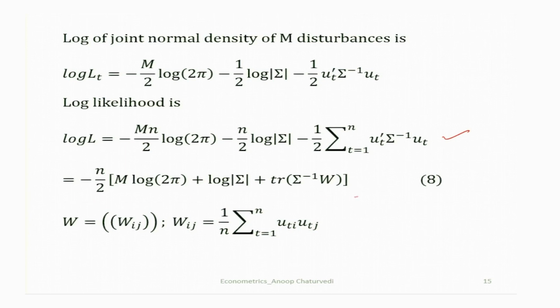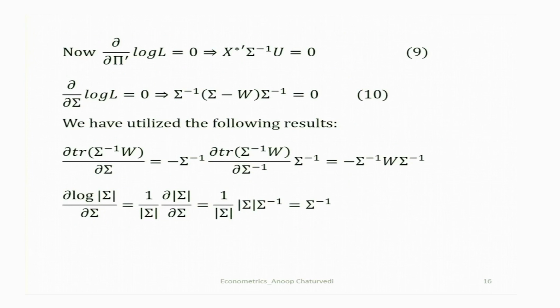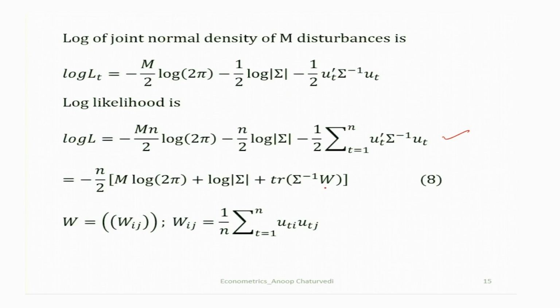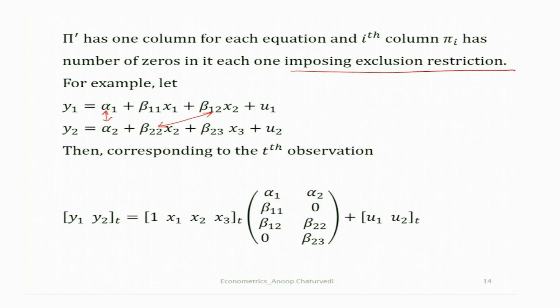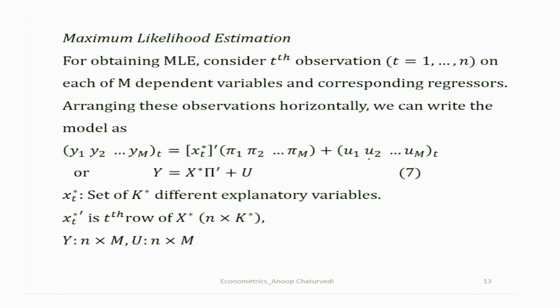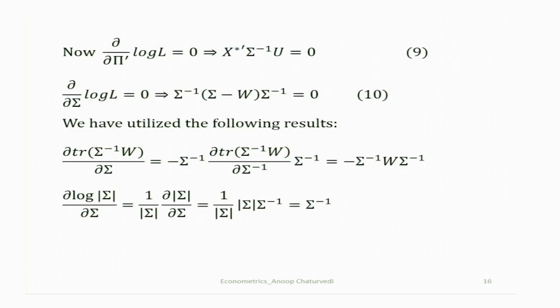So, we write the log likelihood function in this form, and then we differentiate this log likelihood function with respect to pi transpose, and we put it equal to 0. This implies that, say you have this part here, if you differentiate this part or this part, then you get 0. Remember u t I is equal to, you get the expression for u from here, u is equal to y minus x star pi transpose. So, you get x star transpose sigma inverse u equal to 0.